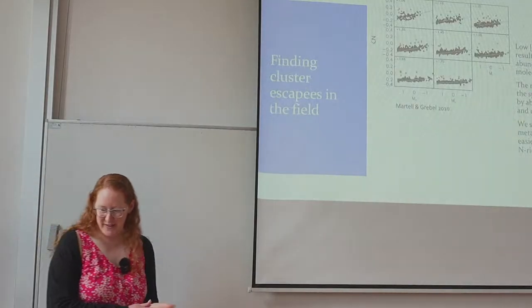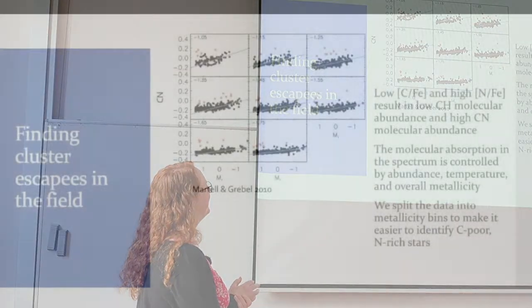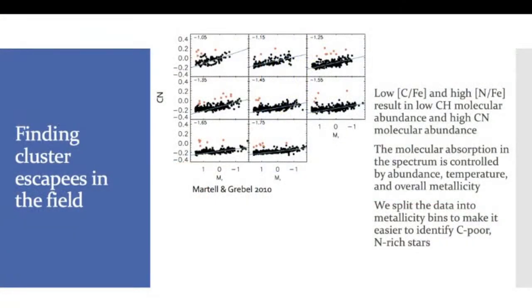So we first tried this in Sloan data quite a long time ago. They had fairly low resolution spectra, and we thought, well, if the carbon and the nitrogen are acting like globular cluster stars, with the carbon depleted and the nitrogen enhanced, what we'll see in the spectrum is that the CN and CH molecular features will be strong and weak, respectively.